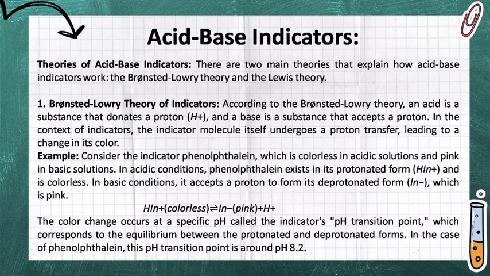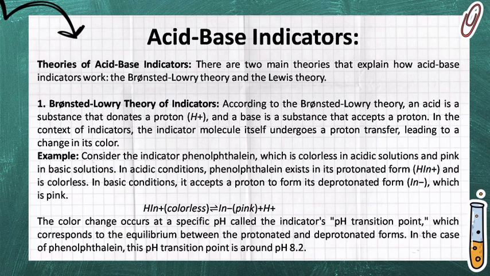Theories of acid-base indicators. There are two main theories that explain how acid-base indicators work, the Bronsted-Lowry theory and the Lewis theory. First, Bronsted-Lowry theory of indicators. According to the Bronsted-Lowry theory, an acid is a substance that donates a proton, H+, and a base is a substance that accepts a proton. In the context of indicators, the indicator molecule itself undergoes a proton transfer, leading to a change in its color.